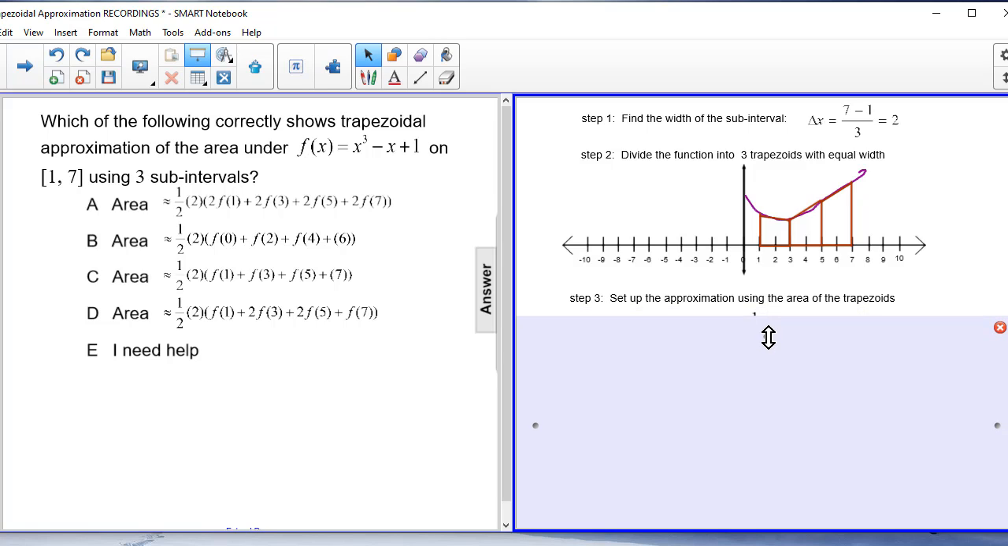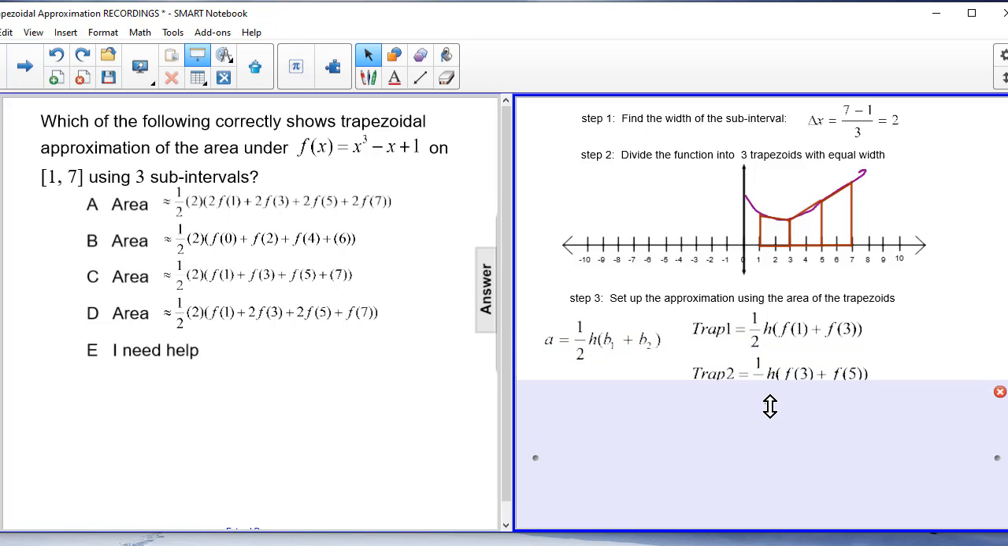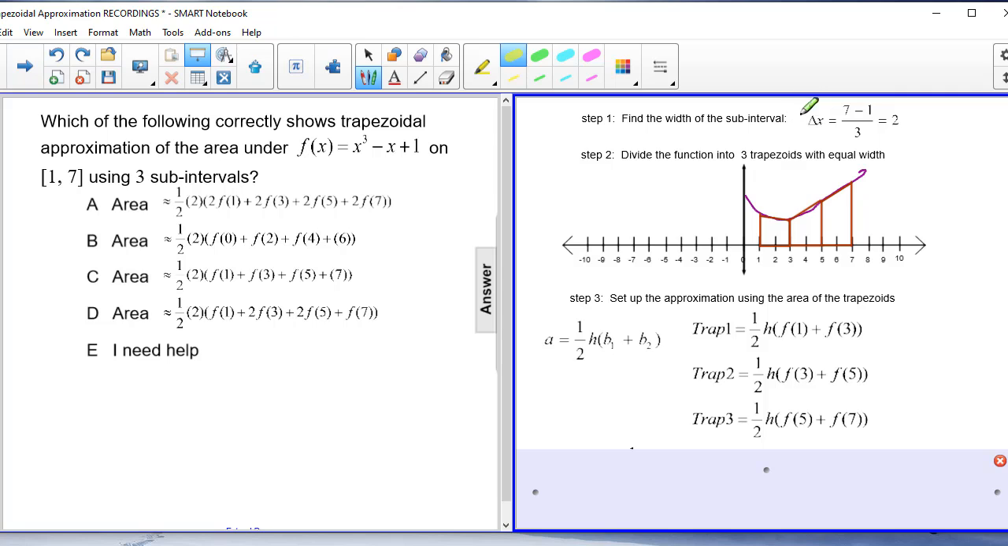Step 3 is we're going to set up an approximation using the area of the trapezoids. Keep in mind that the general area of a trapezoid is 1/2 times the height times the sum of the bases. The height, in this case, is going to be the interval width. So wherever you see h throughout this problem, h is going to be 2, because the height of the trapezoid is actually the distance between the 2 parallel legs. The 2 parallel legs run from the x-axis up to the curve.